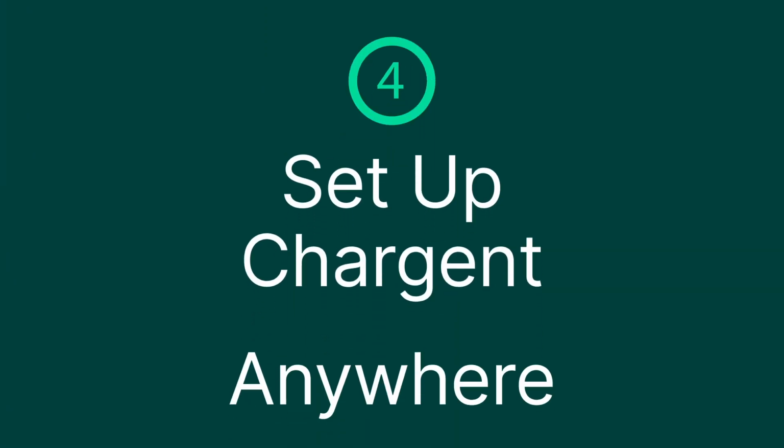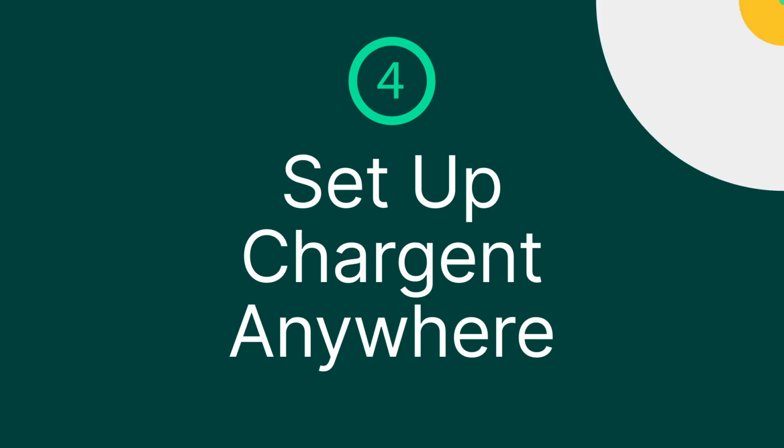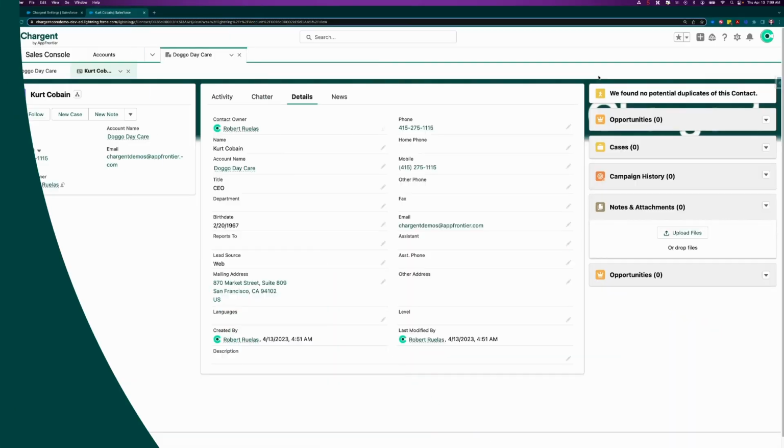Step 4. Add Chargent Anywhere to page layout. This is where you want your users to be able to send payment requests to your customers. To add the Chargent Anywhere component, navigate to any record on the object you want to add the payment request button. This is often your opportunity, contact, account, or case records. Just make sure to select the object that most makes sense for your payment to be associated with.